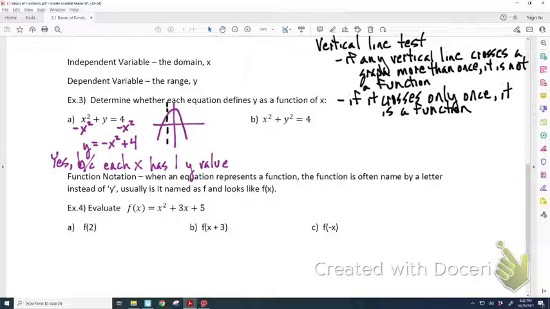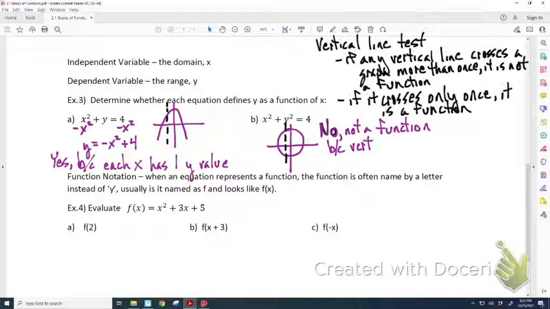Part B is tricky because that's really hard to type into the calculator. I'll show you how in class sometime. But just know if you ever have x squared and y squared, it makes a circle. And if you draw your imaginary vertical line, it crosses it twice. So no. Let me go back to purple. No, not a function, because vertical line crosses twice.